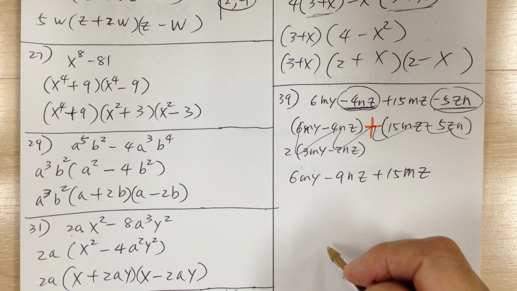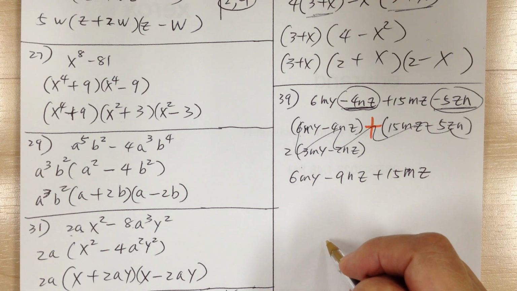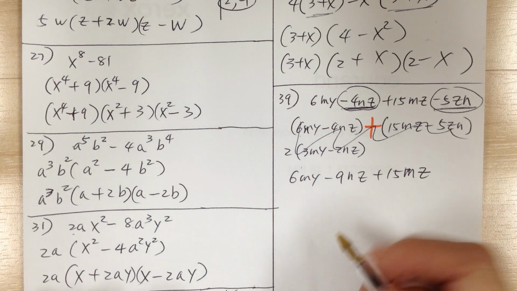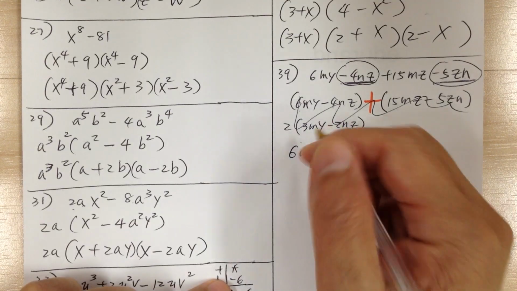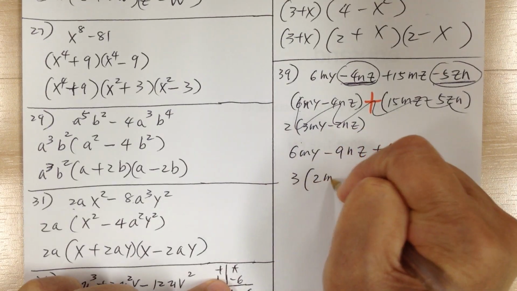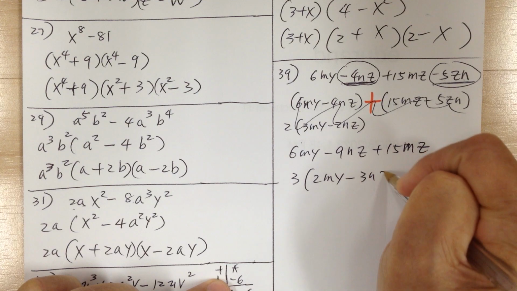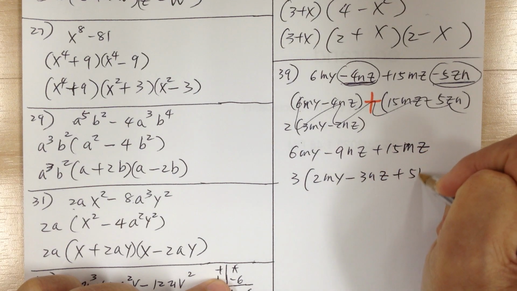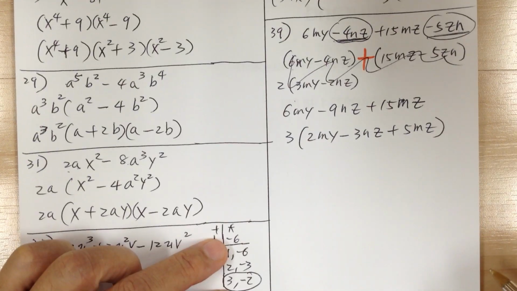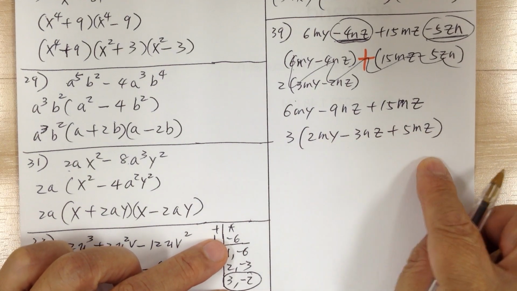Okay, then your next step is, all these are multiples of 3, so you can factor out the 3. So you get 2my minus 3nz plus 5mz. And then that's it. There's no more square, so there's nothing you can do about it.